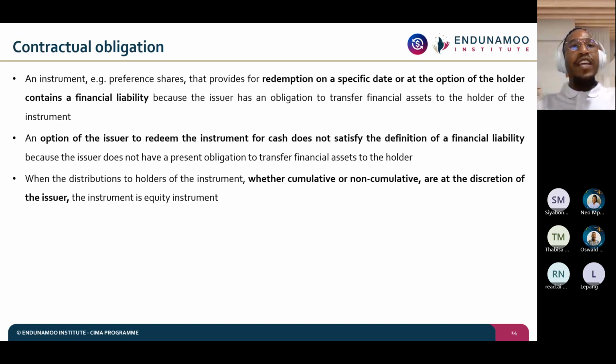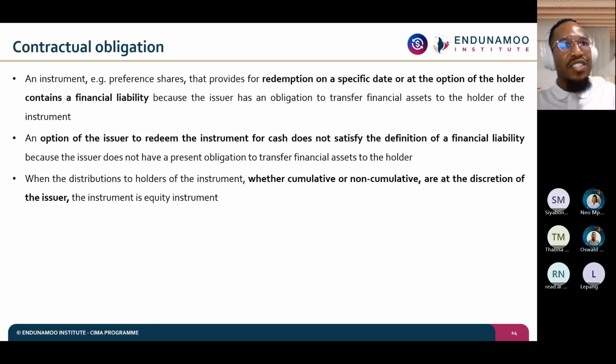An option, on the other hand, of the issuer to redeem the instrument for cash would not satisfy the definition of a financial liability. So if you, as the issuer who receives the cash today, in exchange for the preference shares, have the option in 5 years' time to either redeem them for cash or to transfer the preference shares into ordinary share capital, you can actually get away in 5 years' time, on the 24th of April, 2029, with transferring cash. You can avoid paying cash. You will pass the cash avoidance test because you will have an unconditional right to avoid paying cash.